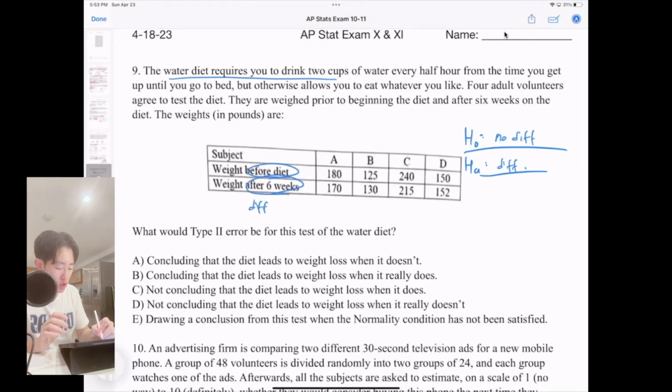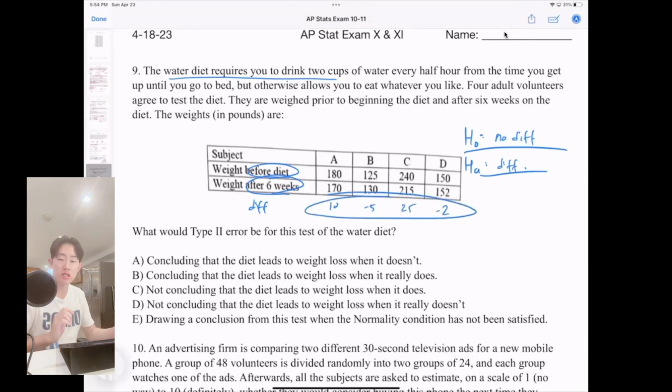And this, you basically lost 10 pounds, you actually gained 5 pounds, you lost 25 pounds, you gained 2 pounds. So by looking at these 4 numbers and by putting it through a test, would there be sufficient evidence for you to say that there is a difference between the diet versus not diet? What would type 2 error be?